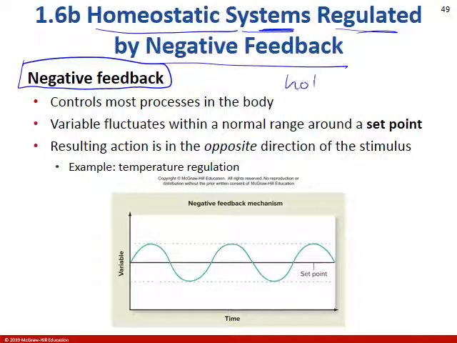So you were hot, right? Stimulus was detected, receptor, control center, effector. You started sweating. And what happened to your body temperature? It went lower, right? You cooled down. So if I'm too hot and I come down in body temperature, that's negative feedback.